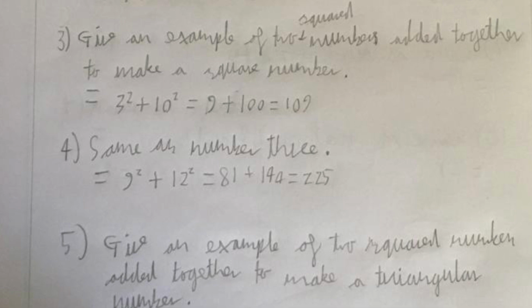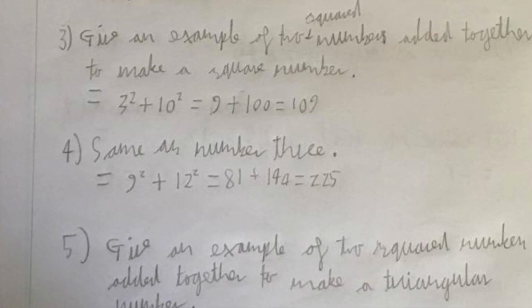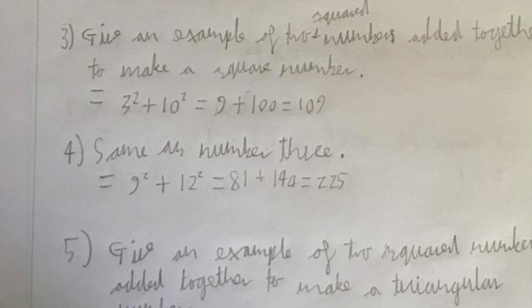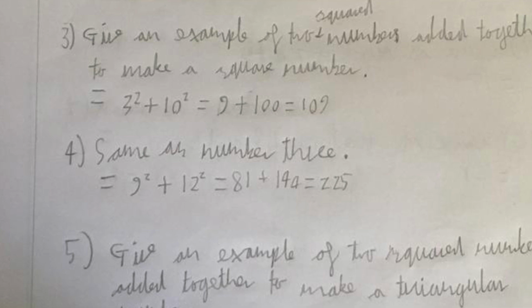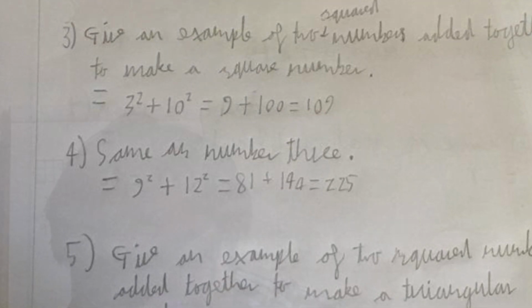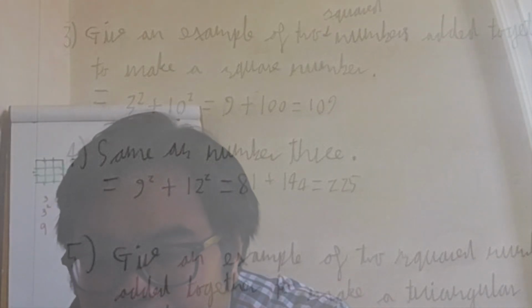Right? That's a question. Now, here's another example. 3 squared is 9. 10 squared is 100. The answer is 109. Now, is 109 a square number? Yeah. How do you know? So that's a question I'm asking.